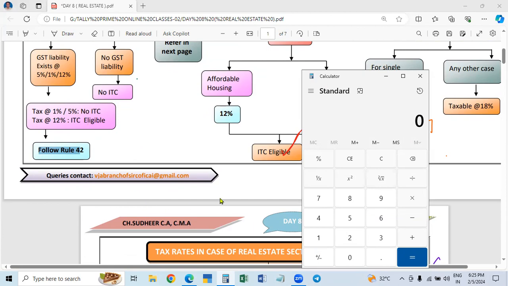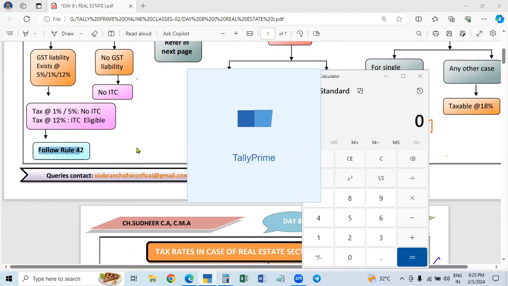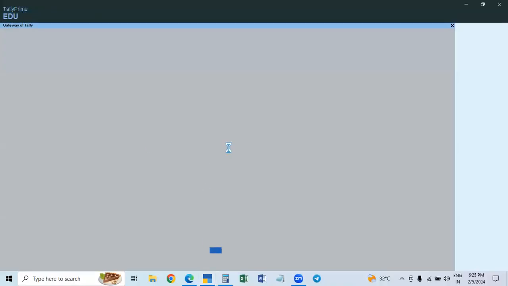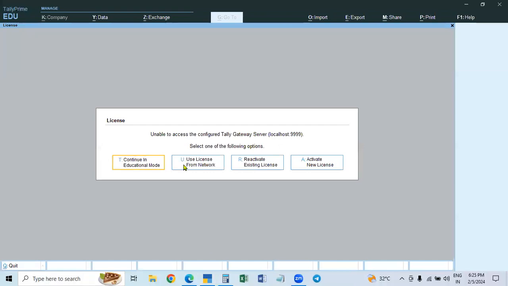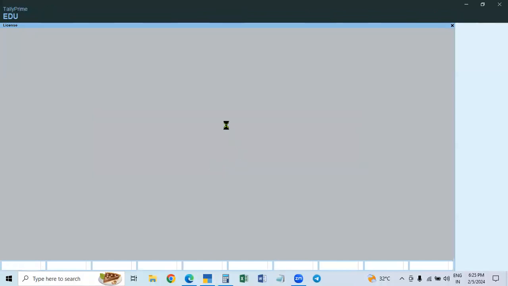You claim the total ITC. Where will you claim the total ITC? Go to GST, the Tally plan. Go to the GST where you are purchasing now. Getting ITC means you are purchasing and paying tax. That is what we will claim as ITC. I will take up one example here.